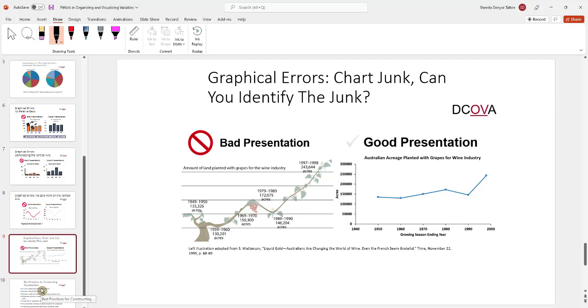So the way to get to the point, why not just use a time series graph? So that way you can see the acreage over time. And that's what you see over here on the right. So instead of putting 1949 to 1950, you have time on here, 1940, 1950, 1960, and then you can plot the number of acres on the y-axis.